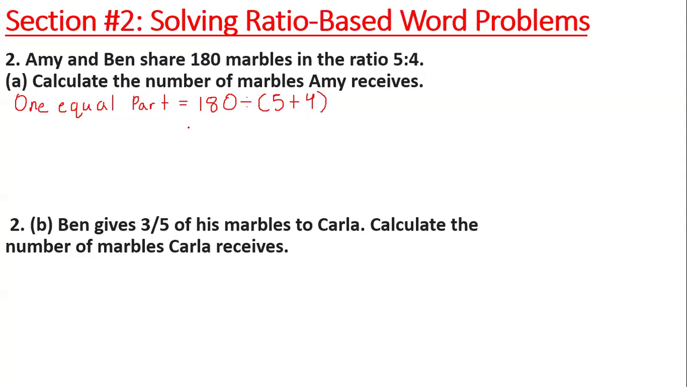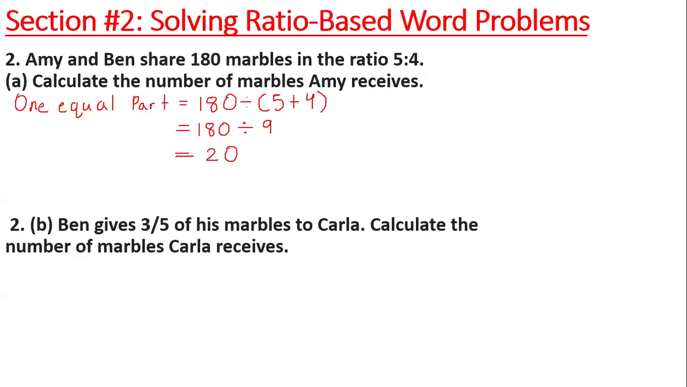And that's going to be equal to what? 180 divided by 9. 5 plus 4 is 9. Very good. So 180 divided by 9 equals 20. Very good.